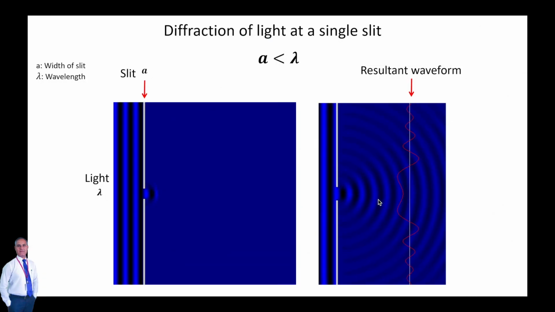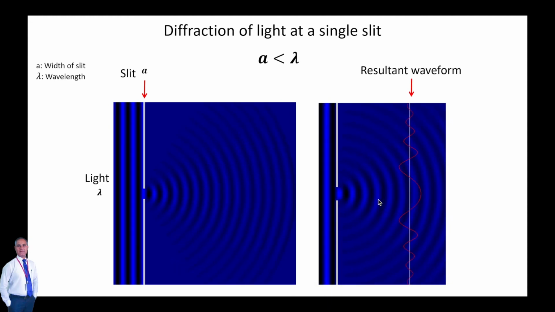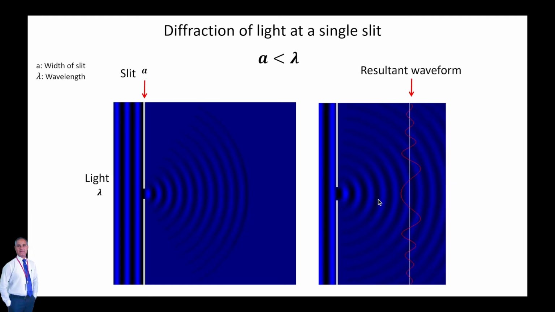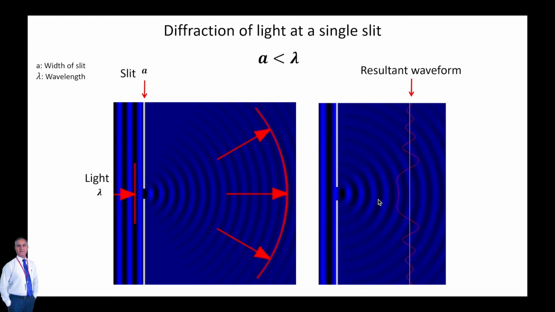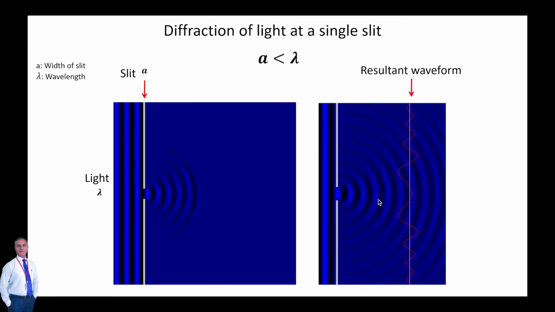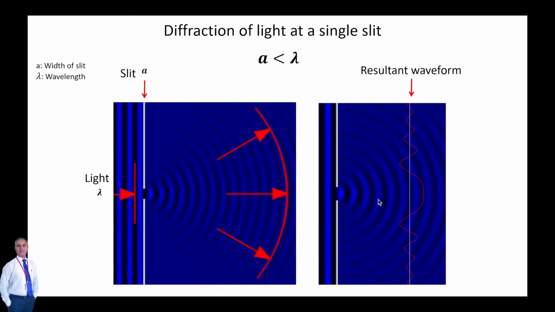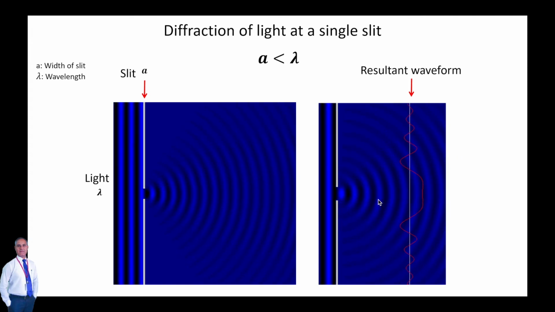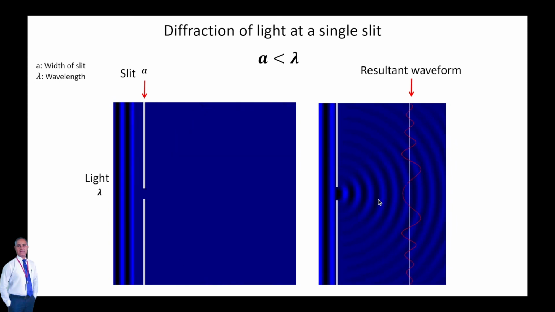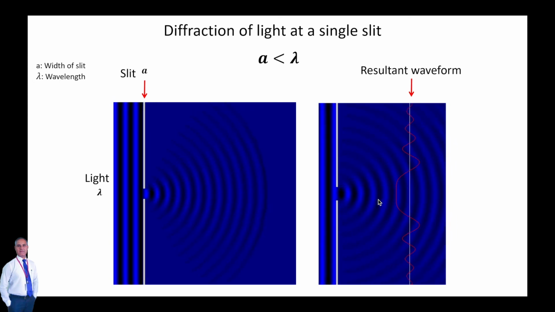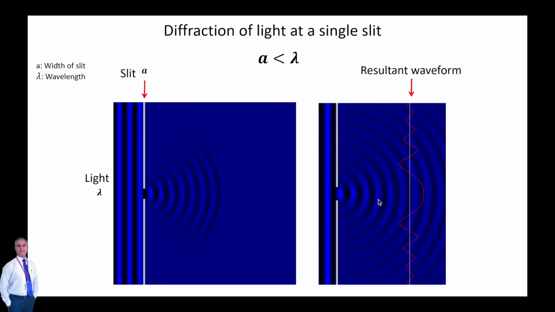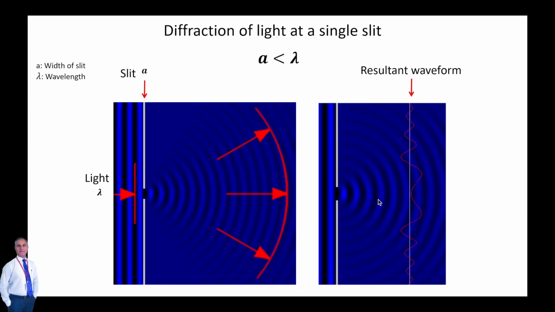Here small a is the width of the slit, where lambda is the wavelength of the light. When the light is incident on the surface of the slit, it will get diffracted. So we can get the secondary wavefronts, indicated here with the red arrows, and the wavefront is spherical. It is very important in this case that the width of the slit is less than the wavelength of the light. So the wavelength of the light is greater than the width of the slit. The resultant waveform obtained here is shown in the form of the wave, a red line. So this is what actually happens in diffraction of light at a single slit.